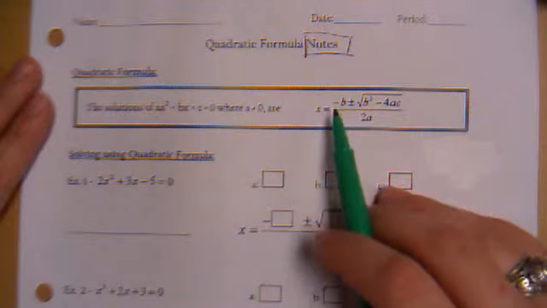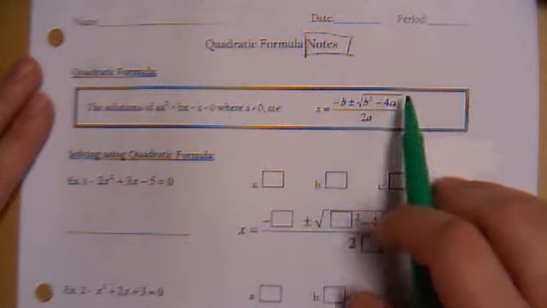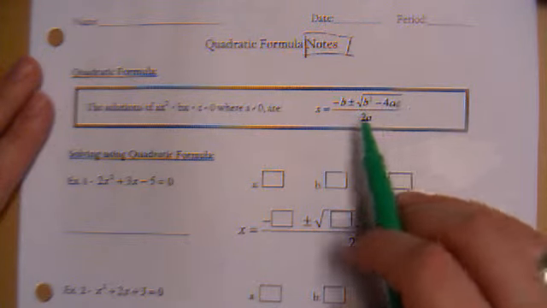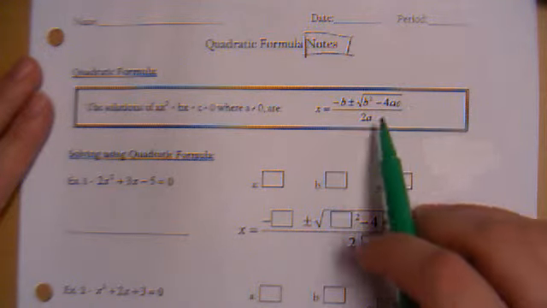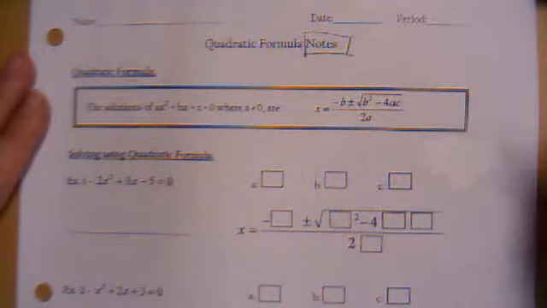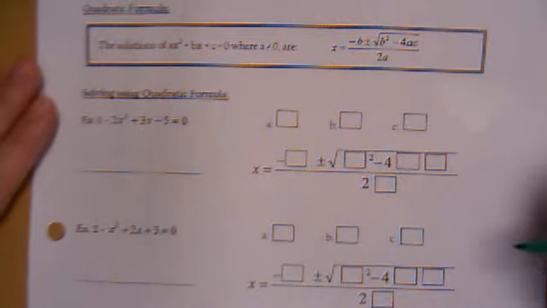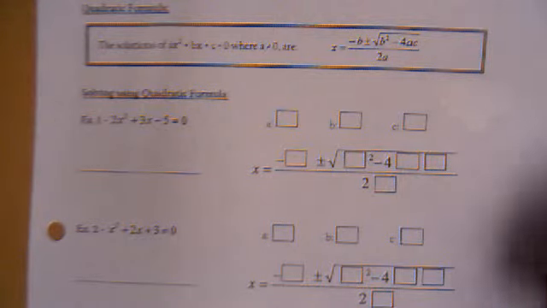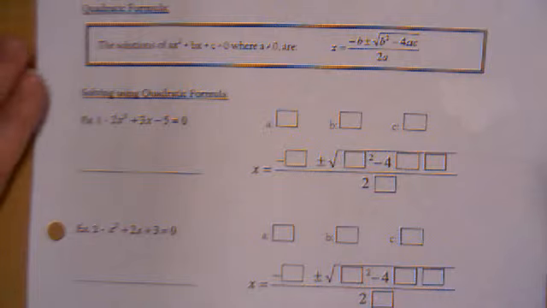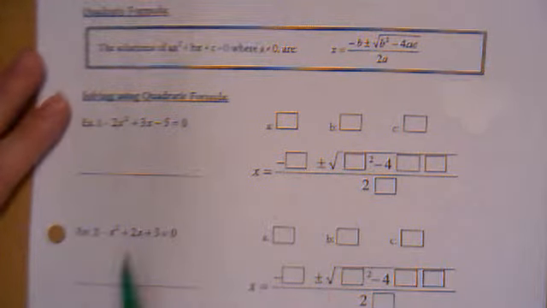But the equation is negative b plus or minus the square root of b squared minus 4ac all over 2a. Okay, and notice it is all over 2a. We're going to be using this formula to help us solve these quadratic equations. Usually we use this if we get decimal answers or any of that sort. So let's look at this.